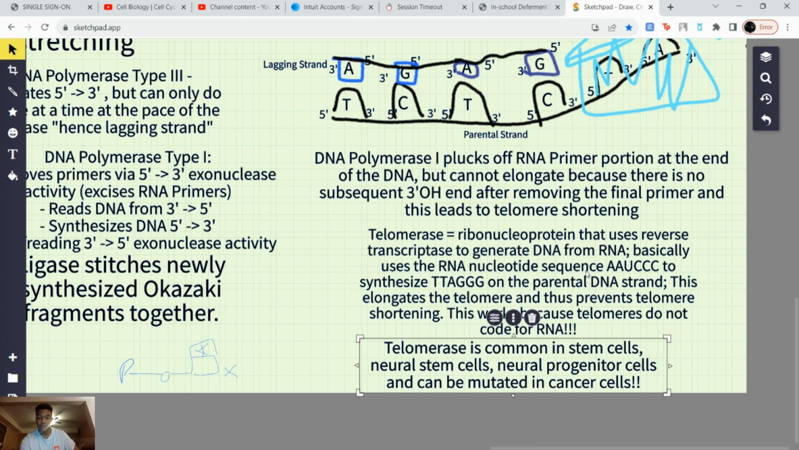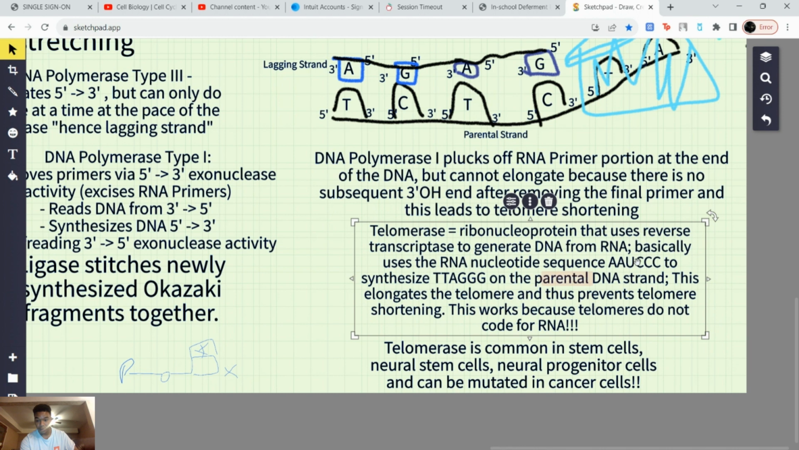Basically, telomerase is an enzyme that uses RNA nucleotide sequences, specifically this one, AAUCCC, to synthesize TTAGGG. So it uses adenine, adenine, uracil, cytosine, cytosine, cytosine, the RNA nucleotide sequence, to synthesize thymine, thymine, adenine, guanine, guanine, guanine on the parental DNA strand, thus elongating the telomere and preventing telomere shortening.